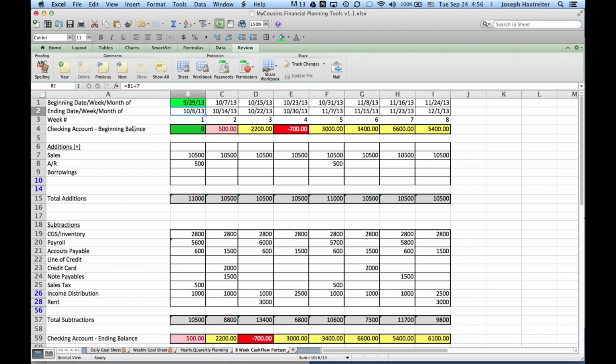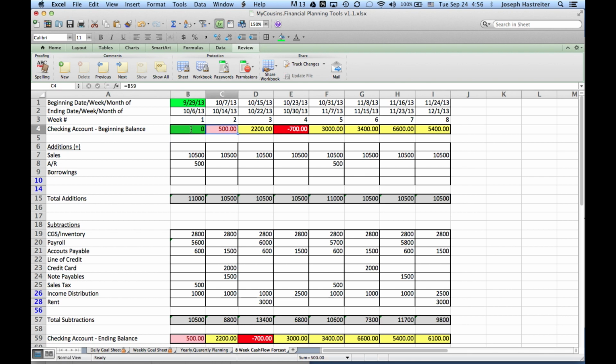Now notice up here is the checking account beginning balance. You're going to notice a couple things. First off, this is green because this is the cell you're going to input what your checkbook balance is. So if your beginning checkbook balance is 1,000, you'd put that in. If it was 3,000, you'd put that in. If it was a negative 1,500, you'd put that in. But we're just going to assume right now it's 0 for the sake of this illustration.